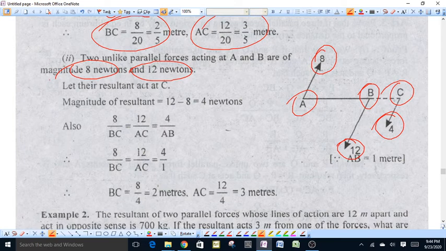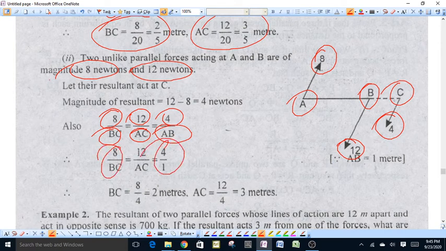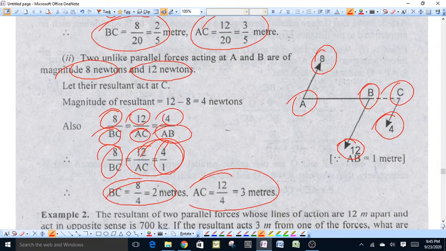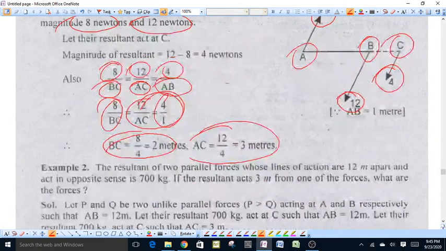Then, as per the result we have established in previous sections, first force upon the distance between the other two is equal to second force upon the distance between the other two, is equal to third force upon the distance between the other two. But we have been given AB equal to 1 meter, therefore from first and last, BC comes out to be 2 meters, and from second and last, we have AC equal to 12 upon 4, equal to 3 meters. Let us take another example.